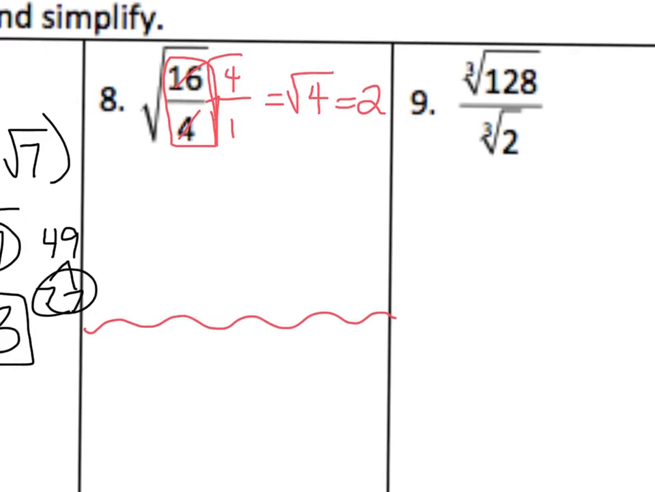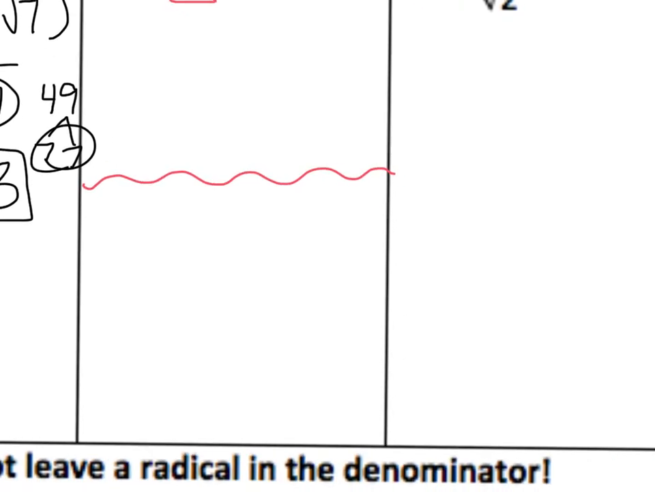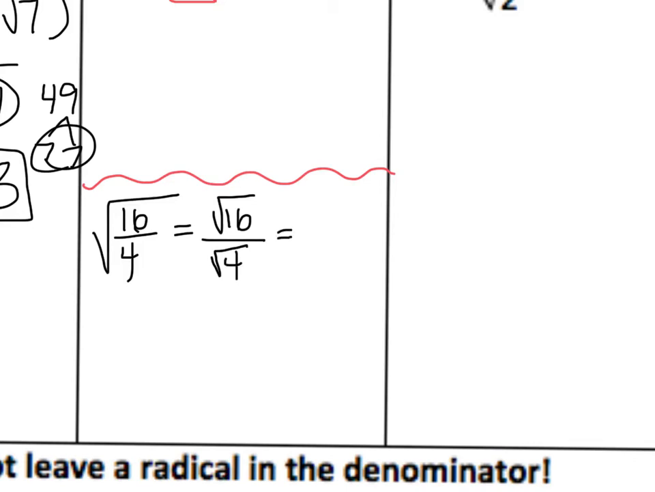The other way to do it is doing this. If I have, here's my original problem, the square root of 16 over 4, I can say this equals the square root of 16 over the square root of 4. The square root of 16 is 4, and the square root of 4 is 2.